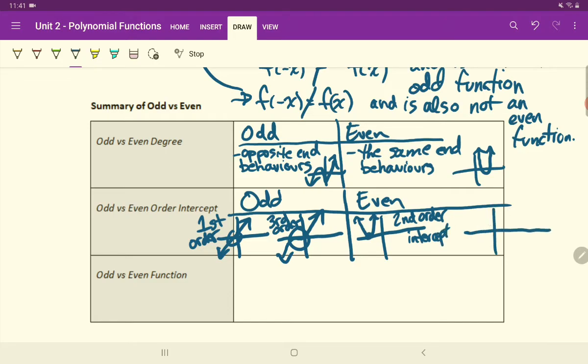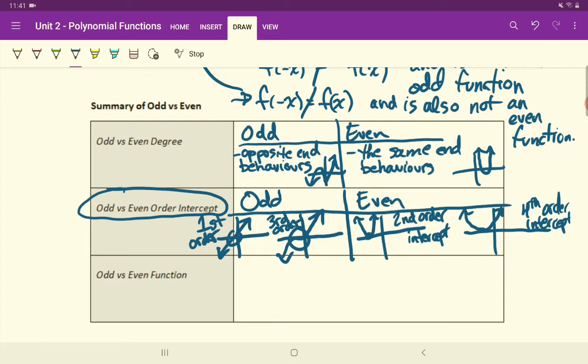Versus a wider fourth order, so it can be something like this. This would be considered a fourth order intercept. Okay? So we're going to be doing some questions, and I'll do a sample question with you on how we're really going to analyze this part of it. So we're really going to get more practice with that.